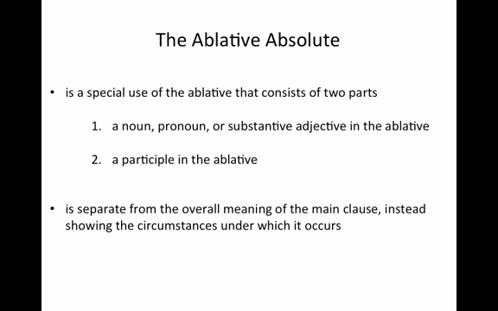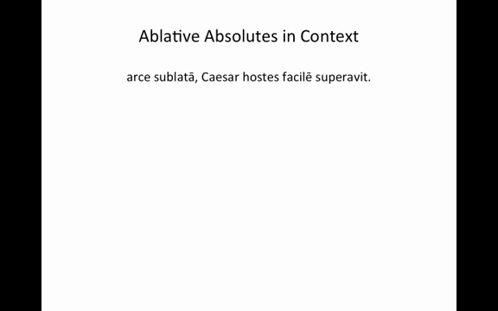It is usually separated from the main clause with commas, and it's separated from the overall meaning of the main clause. Instead, it shows circumstances under which something occurs, which will make sense when you see the example in a second. So let's first talk about what an ablative absolute looks like.